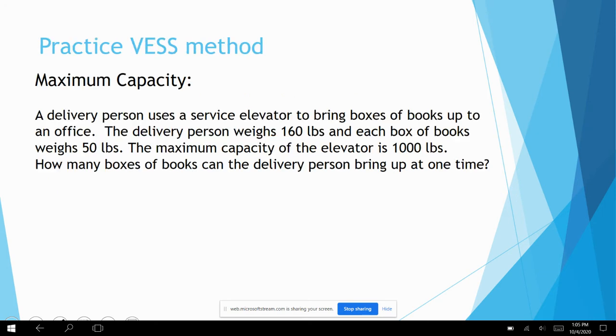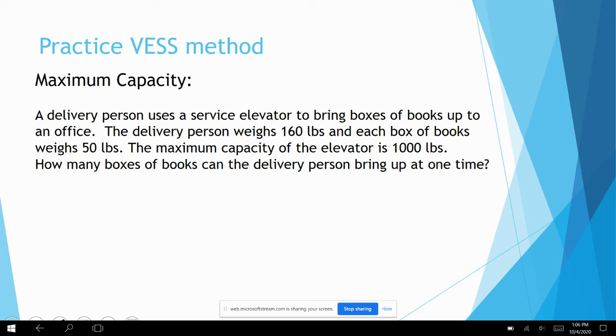So let's start with our first example. A delivery person uses a service elevator to bring boxes of books up to an office. The delivery person weighs 160 pounds and each box of books weighs 50 pounds. The maximum capacity of the elevator is 1,000 pounds. How many boxes of books can the delivery person bring up at one time?